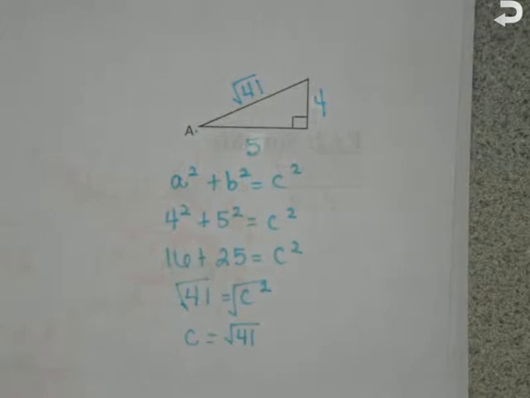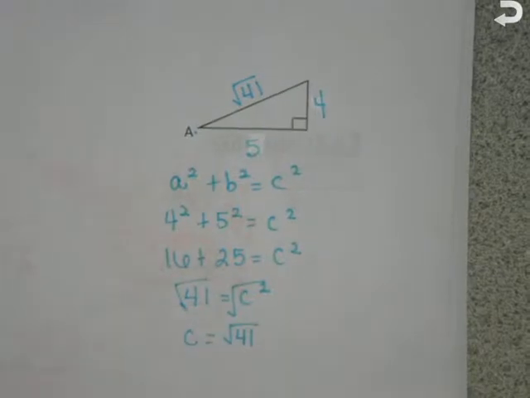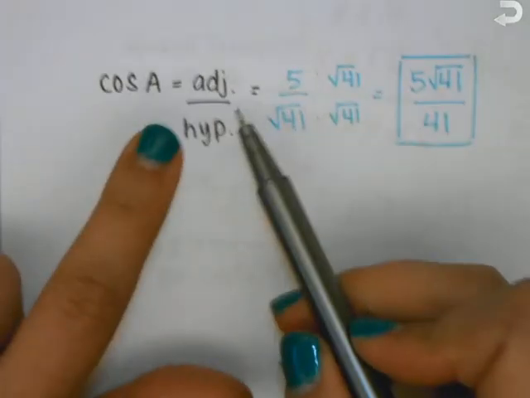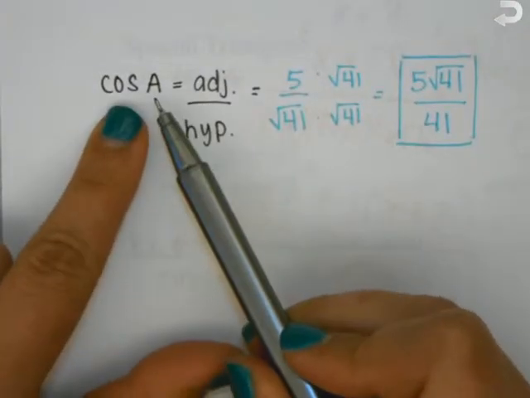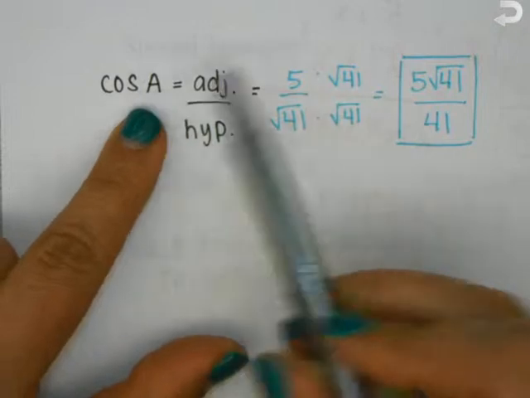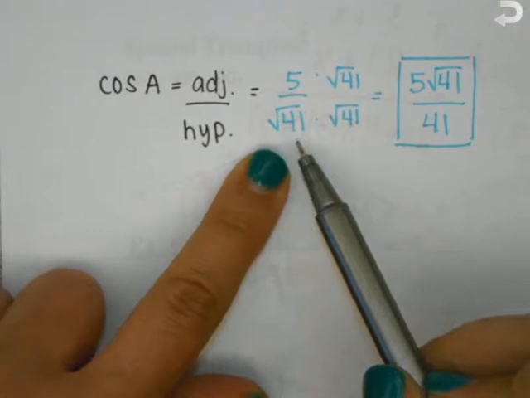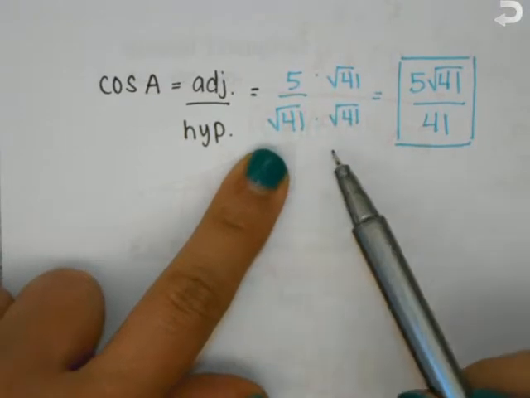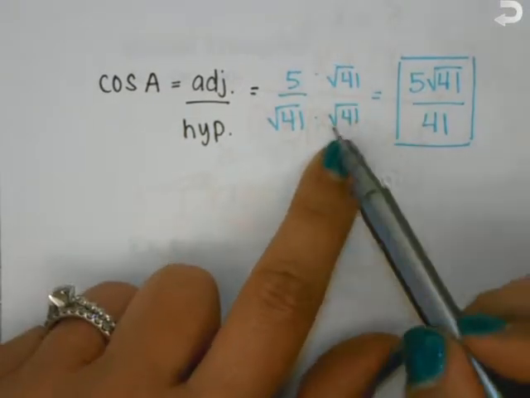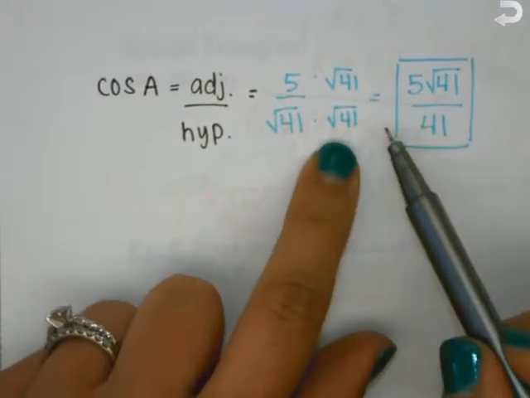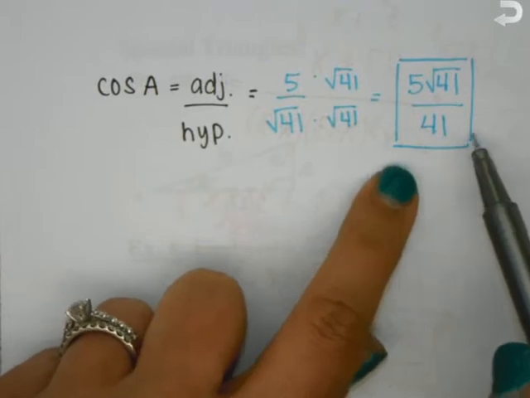Okay, so the question now is, find the cosine of A. Go. Okay, the cosine is adjacent over hypotenuse. The leg that was adjacent to angle A was 5. And the hypotenuse we found was root 41. We cannot have a root in the denominator, so we have to rationalize. 5 times root 41 gave me 5 root 41. Root 41 times root 41, just 41. So that would be your cosine. Okay?